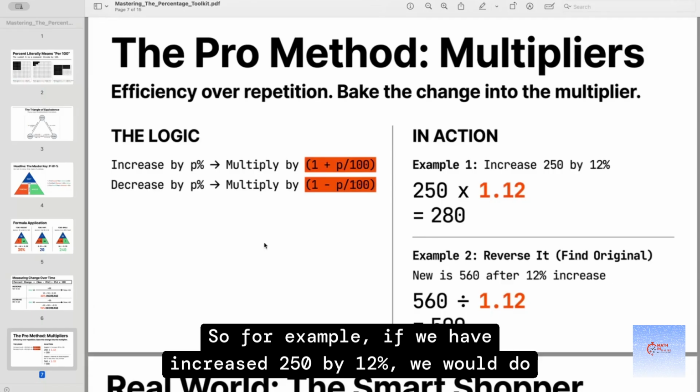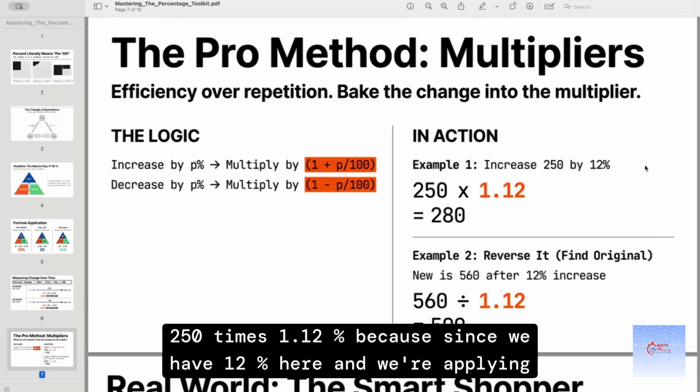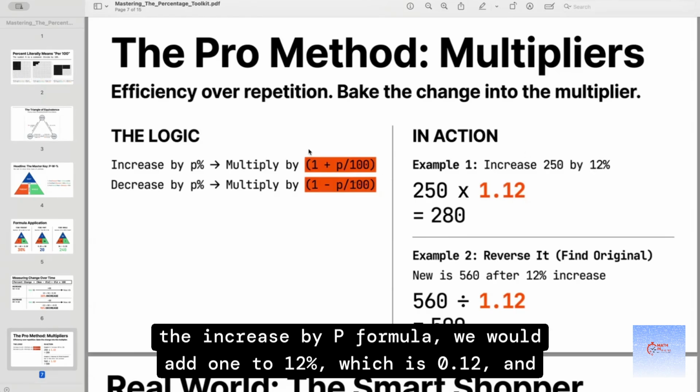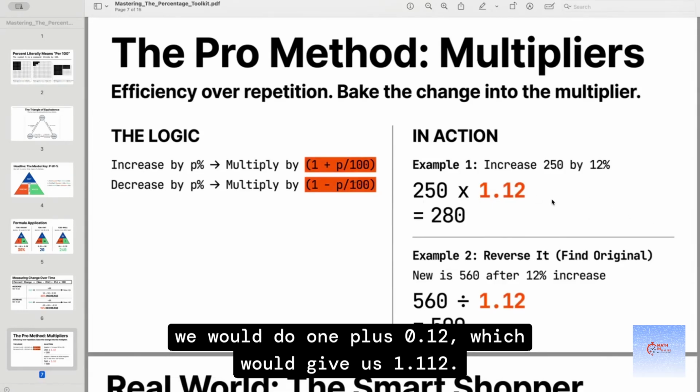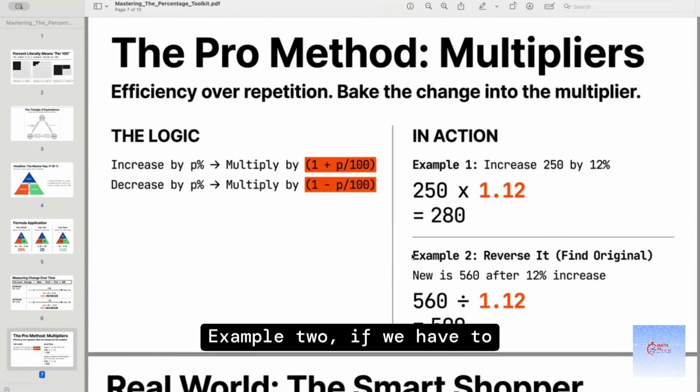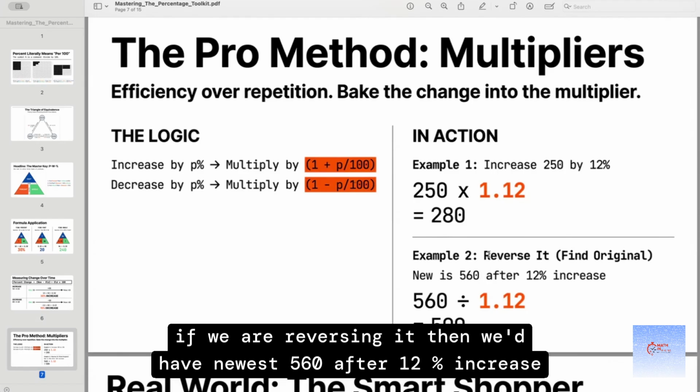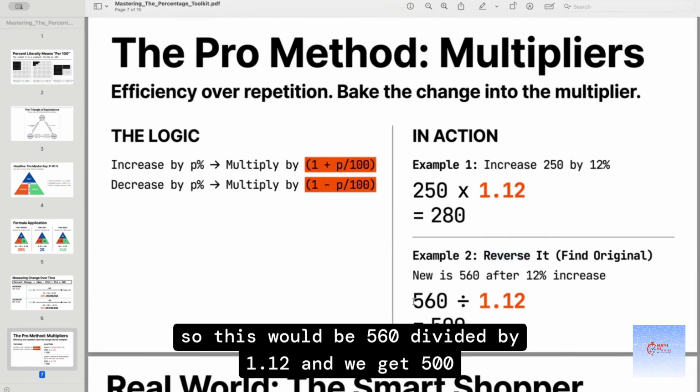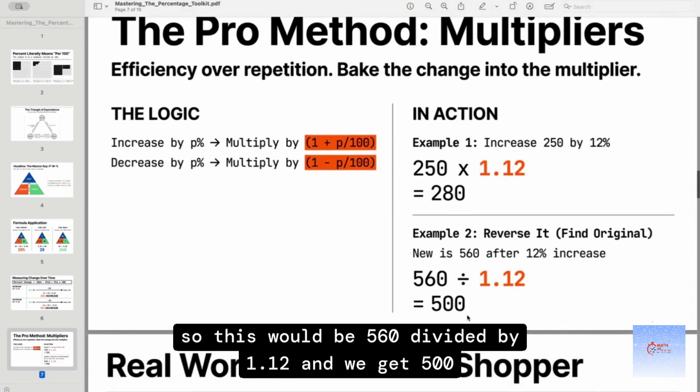So for example, if we have to increase 250 by 12%, we would do 250 times 1.12, because since we have 12% here and we're applying the increase-by-p formula, we would add 1 to 12%, which is 0.12, so 1 plus 0.12 gives us 1.12. So this would give us 280. Example 2, if we are reversing it, then the new value is 560 after a 12% increase. So this would be 560 divided by 1.12, and we get 500.